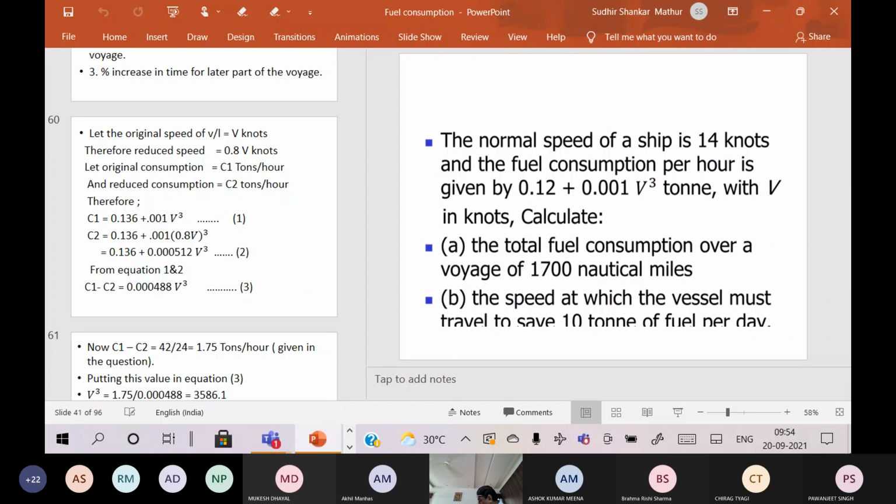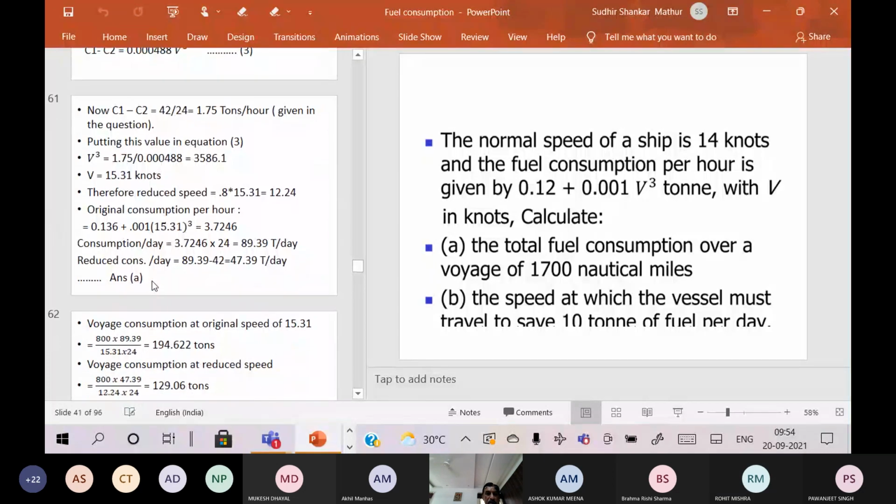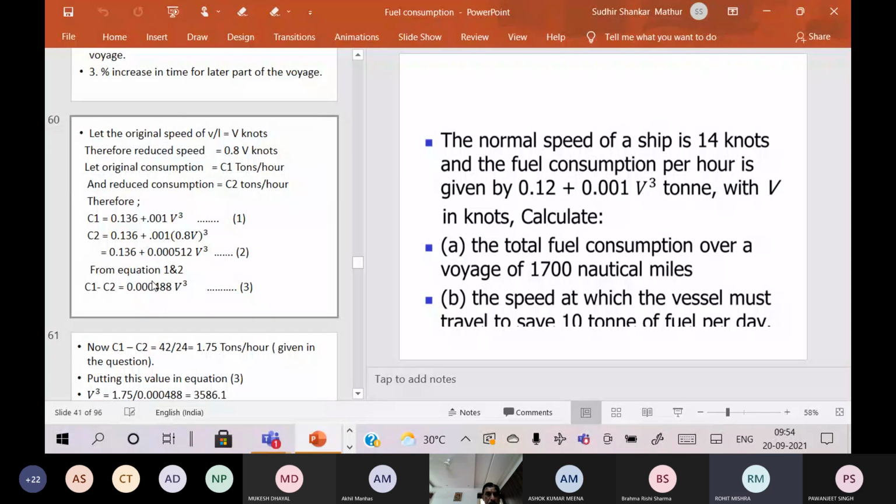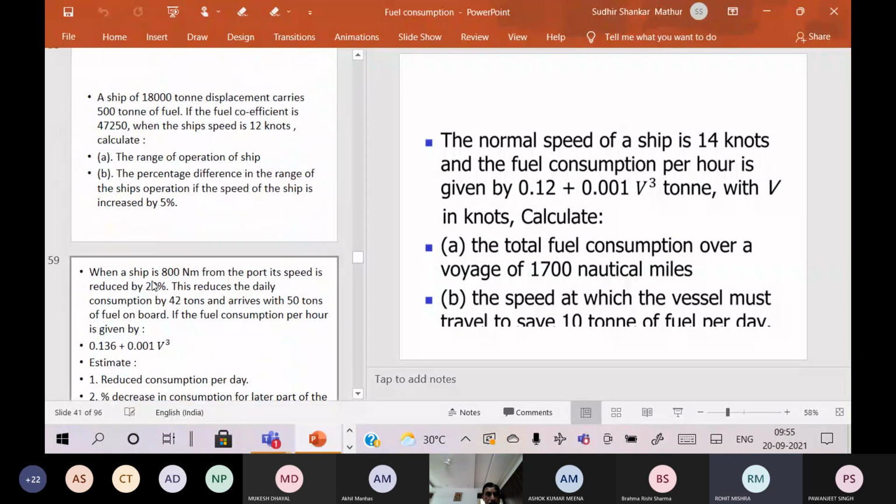सबका आ गया या नहीं आया? Then I will explain those who have not been able to solve. काफी लोगों का तो आ गया मुझे लगता है. So let us see how to do it. For part B, हाँ जी, answer for part B, speed. स्पीड का आया है, आपका कितना आ रहा है? So 13.28. 13.28 ठीक है.